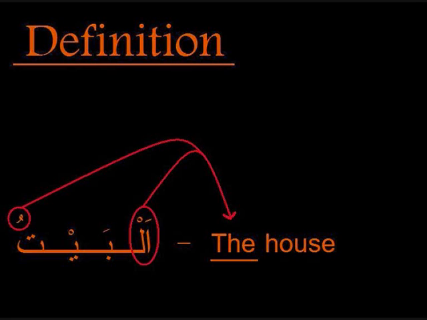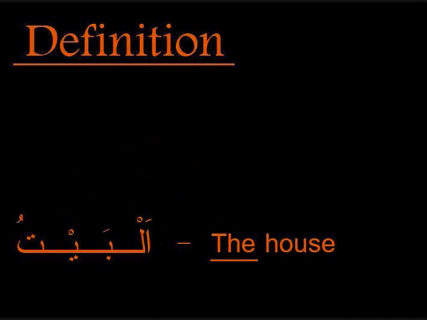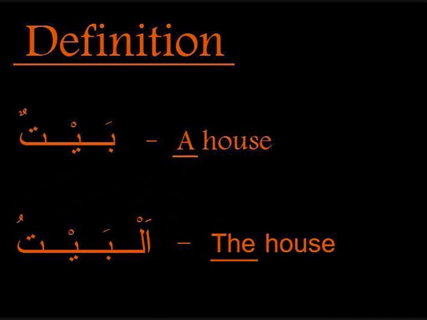It has to drop off. You can't have both the al and the tanween existing at the same time. Okay, this is wrong. It will never exist. So if we were to say al-baytun, it's wrong. It never exists in the Arabic language. Okay, baytun, a house, al-baytu, the house.